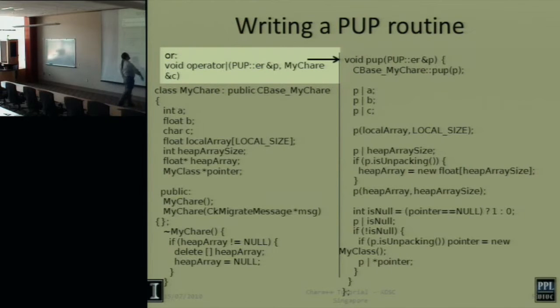For the heap, you have to do something a little bit different. Before we operate on that, we want to make sure we get the size, so we can do the right thing. And here we have an is-unpacking conditional block. So if you're unpacking, you need to allocate memory, because you have not been on that processor before. There is no memory there for your heap use. And then after that, we can pup to that pointer the size.